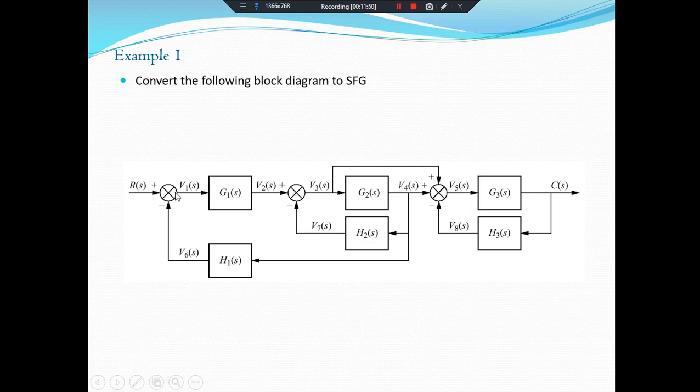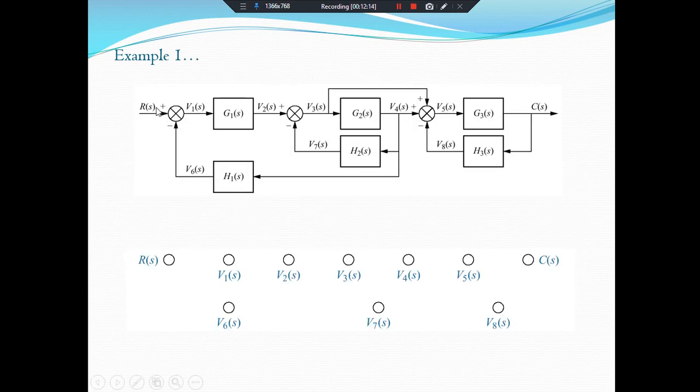So we will place a node whenever there is a signal, and we will interconnect these nodes by the system, and we will write the system gain on the branch, and the arrow, as I told you earlier, represents the direction of flow of the signal. So in the next diagram we replace all these signals with their nodes: R of S, V1 of S, V2 of S, 3, 4, 5, 6, C of S.